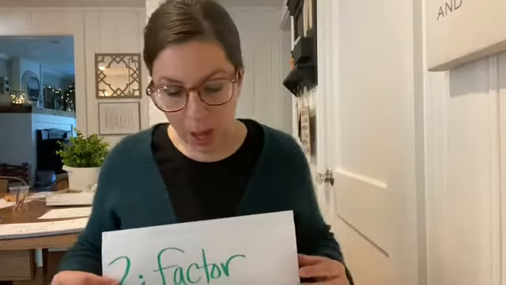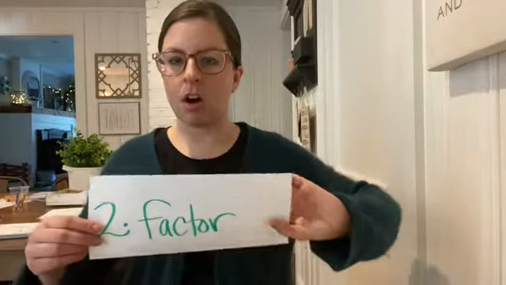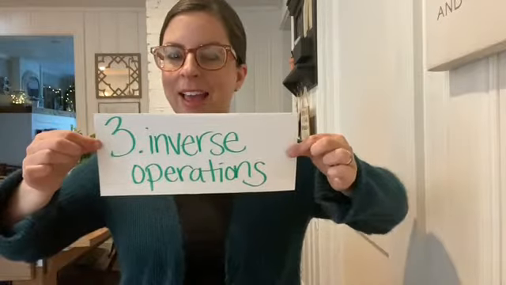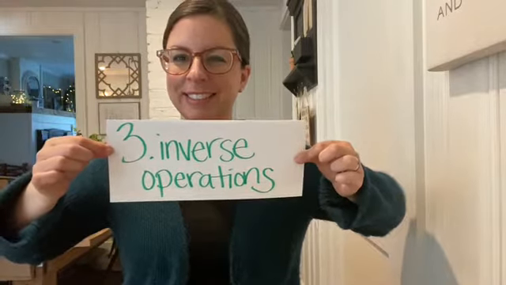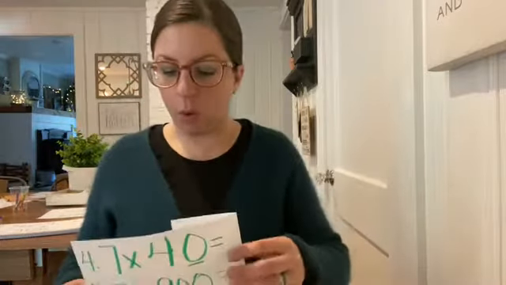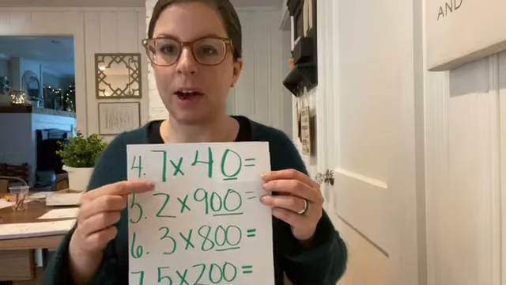Okay, number 3. Multiplication and division are inverse operations. Okay, so remember, inverse operations means that they are opposite of each other. Okay, so addition and subtraction are opposite of each other. Multiplication and division are opposite of each other, so they're inverse operations. Okay, we're going to move to section B and see if we remember about multiplying times 10, times 100, and times 1,000.